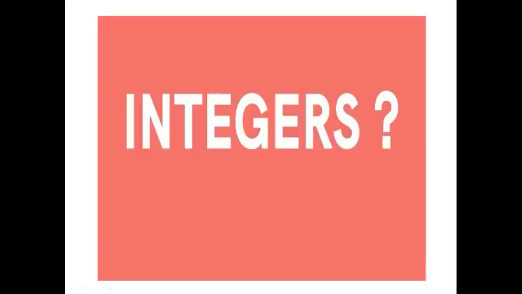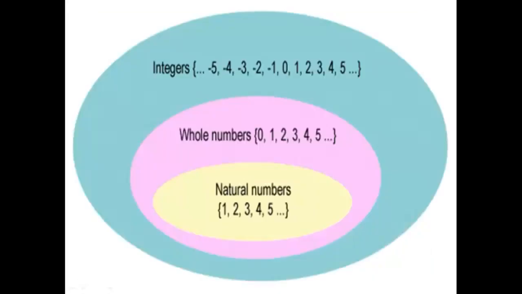Let's start with this: integers. What are integers? Integers consist of natural numbers and whole numbers. Natural numbers are like 1, 2, 3, 4, 5. These are all natural numbers. Starting from 0, 1, 2, 3, 4, 5 and so on are called whole numbers.